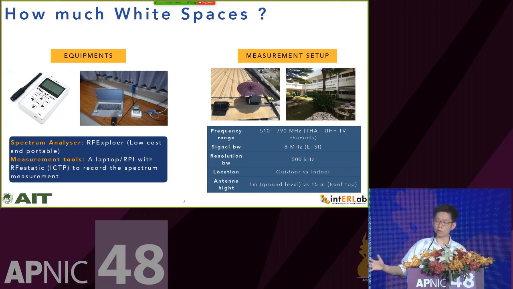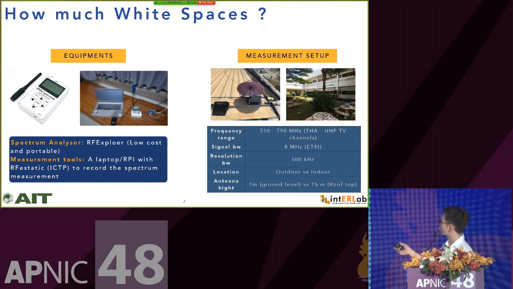When we first ran the project, we didn't have any clue how much white space we have, or which frequencies we could use without interfering with the licensed users. So we first ran a campaign called spectrum measurement. This is our equipment, which is low cost. We use a low-cost spectrum analyzer called RTL Explorer, which costs about 5,000 baht. We got support from ICTP, a research lab from Italy, to help us develop tools to record the spectrum together with GPS locations.